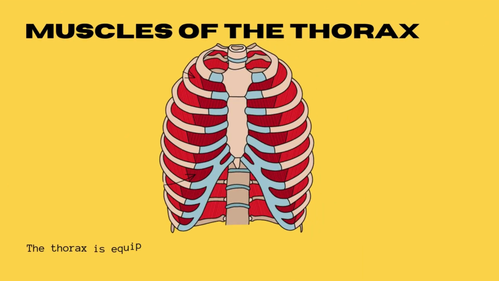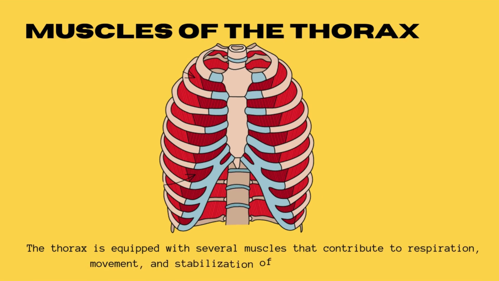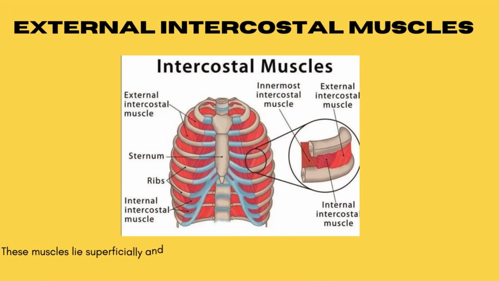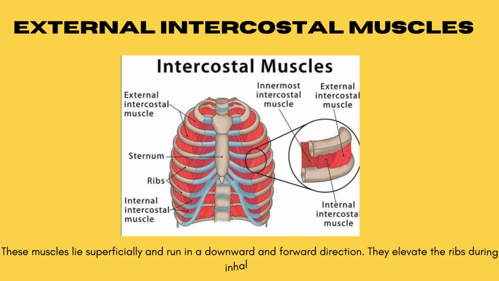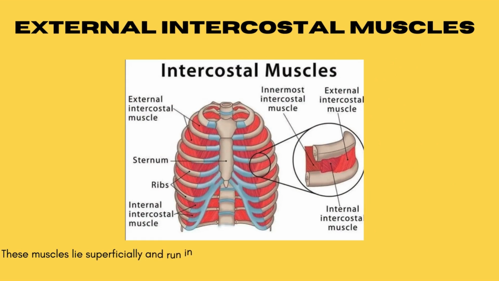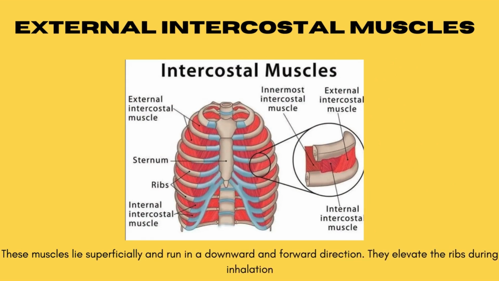Muscles of the thorax. The thorax is equipped with several muscles that contribute to respiration, movement, and stabilization of the thoracic structure. Intercostal muscles. External intercostal muscles. These muscles lie superficially and run in a downward and forward direction. They elevate the ribs during inhalation.